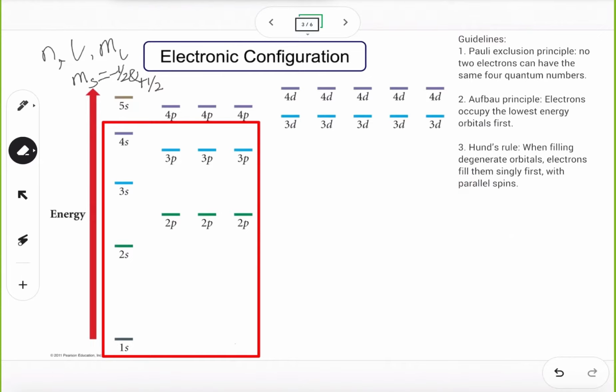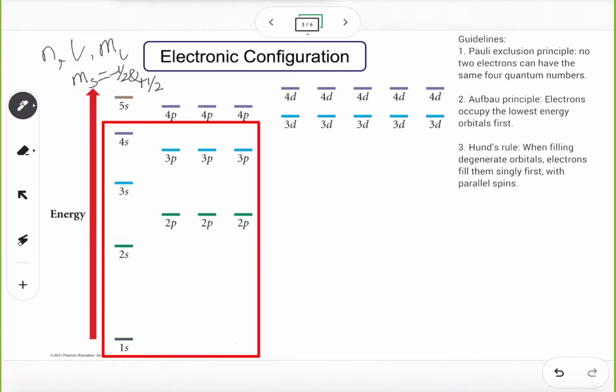And one thing I do want to mention here is degenerate. What does degenerate mean? Degenerate means the orbitals have the same energy. For example, those three 2p orbitals, they are degenerate because they have the same energy. These three 3p orbitals, they are degenerate because they have the same energy. Same thing here for three 4p orbitals, five 3d orbitals, five 4d orbitals. Okay, this is Hund's rule.